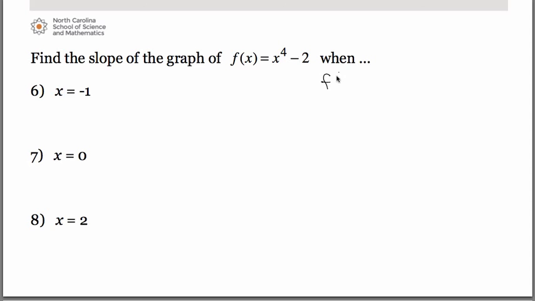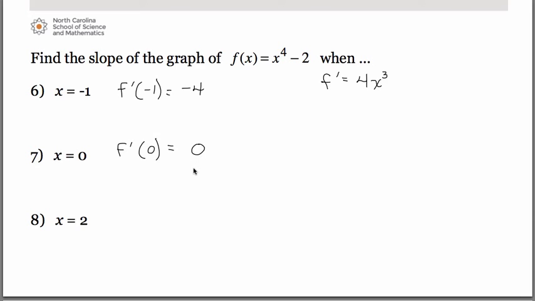You would just have f prime would be 4x cubed, and that's really it, because remember the constant 2 will have a derivative of 0. So all we're really doing now is evaluating this derivative at all these different x's. That's it. So the first one would be f prime of negative 1 that we want. So that gives us a negative 4 when we substitute negative 1 in place of our x. The next one is f prime of 0. So that's just going to be 0.